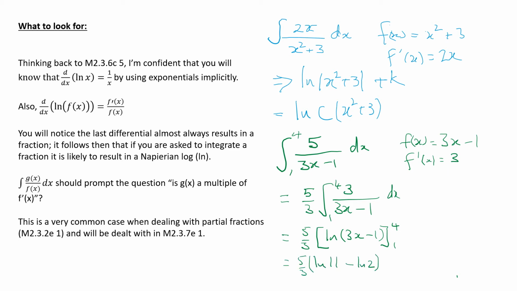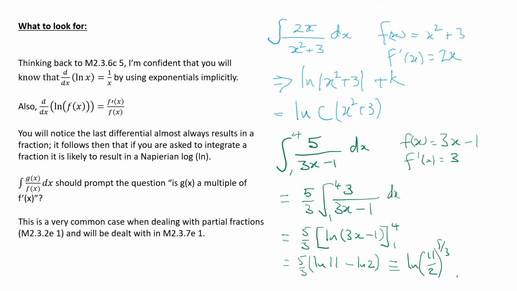So putting in my upper limit, 3 times 4 minus 1 was 11 last time I checked, and 3 times 1 minus 1 of course is 2, and again my log laws apply. Log of 11 minus log of 2 is the same as log of 11 divided by 2, and that 5 over 3 out the front there will become a power, because a log b is the same as the log of b to the power a. Think about all your log laws.